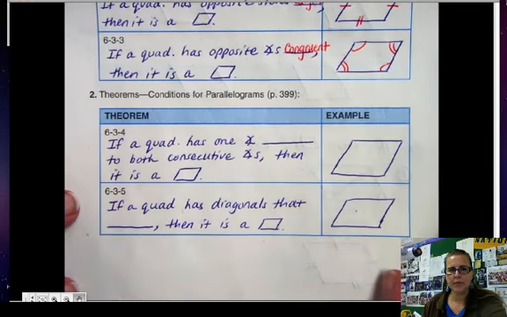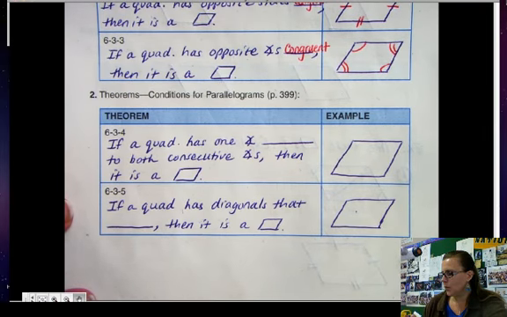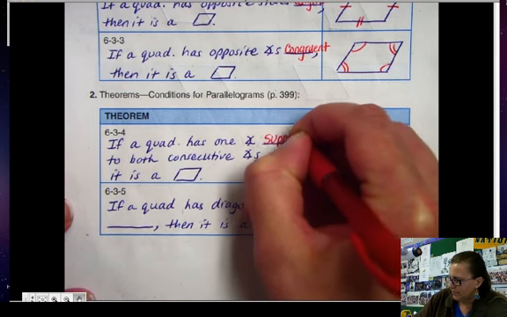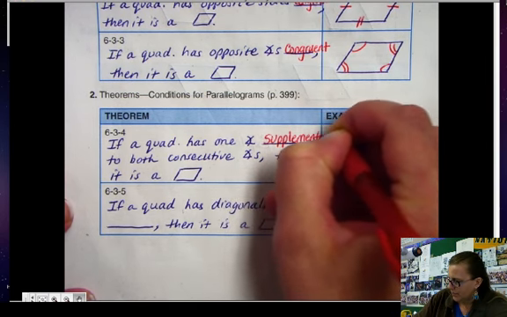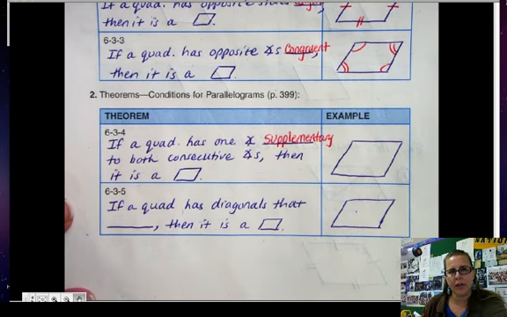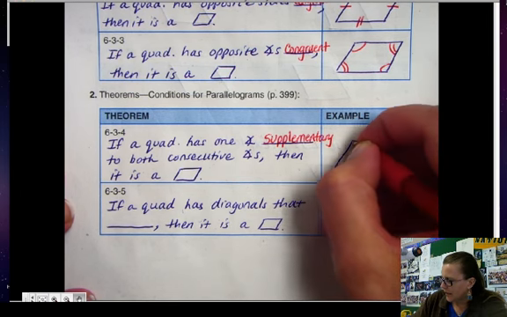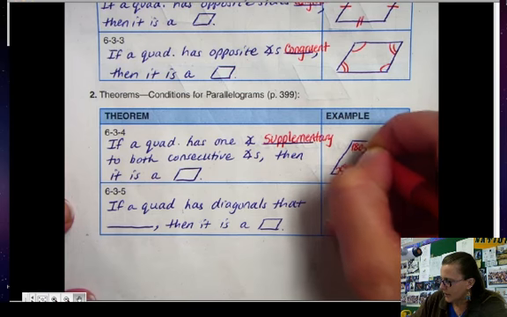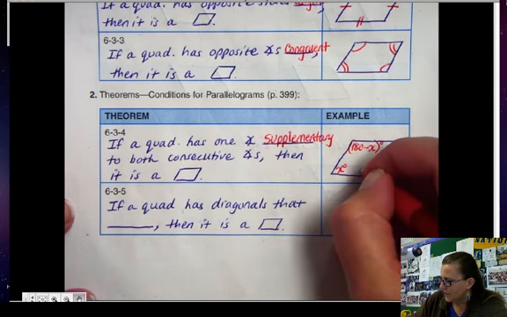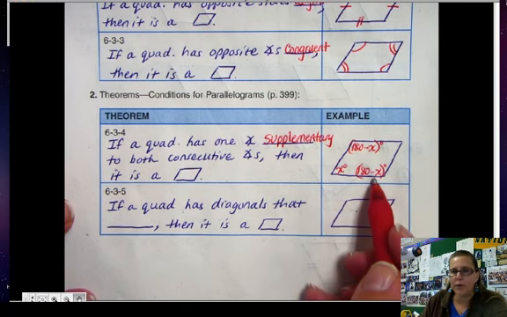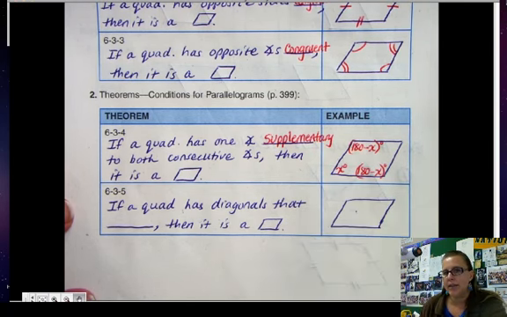2 more. If a quadrilateral has one angle that is supplementary to both consecutive angles, then it is a parallelogram. So for example, if this is x degrees, this would have to be 180 minus x degrees, and this would also have to be 180 minus x degrees. It has to be both angles. If it's only one, then you cannot prove it is a parallelogram.